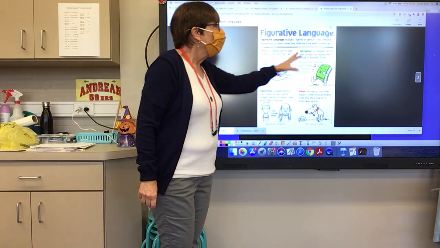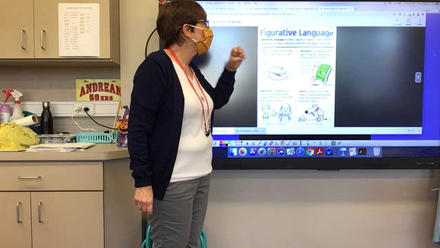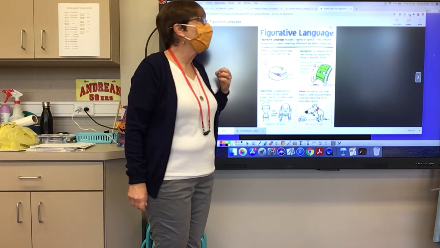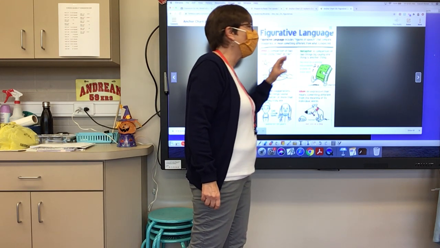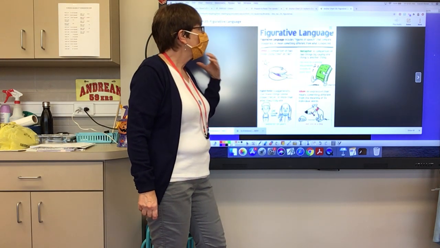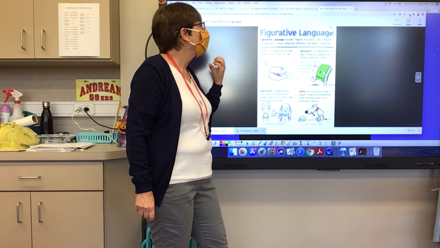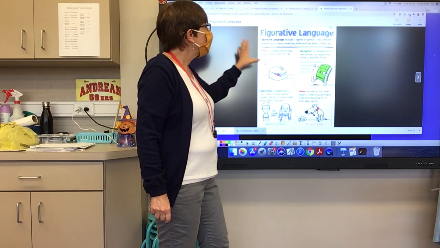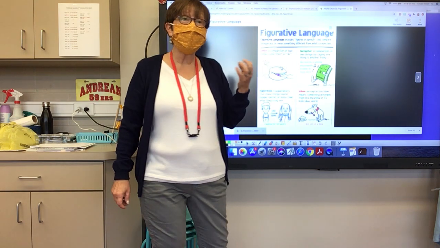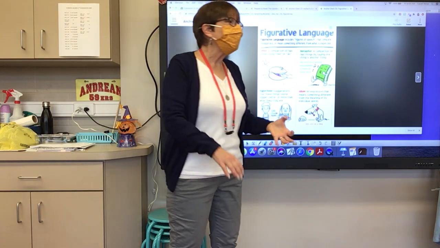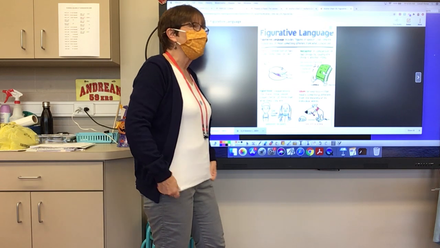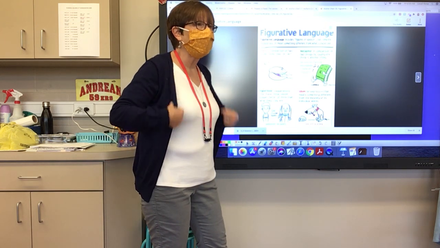A metaphor is a comparison of two things by saying one thing is another. You must be a walking encyclopedia to know all these facts. So you're comparing two things by saying one thing is another. Similes and metaphors are both alike because you're comparing two things. The thing that sets them apart is that a simile uses the words like and as.